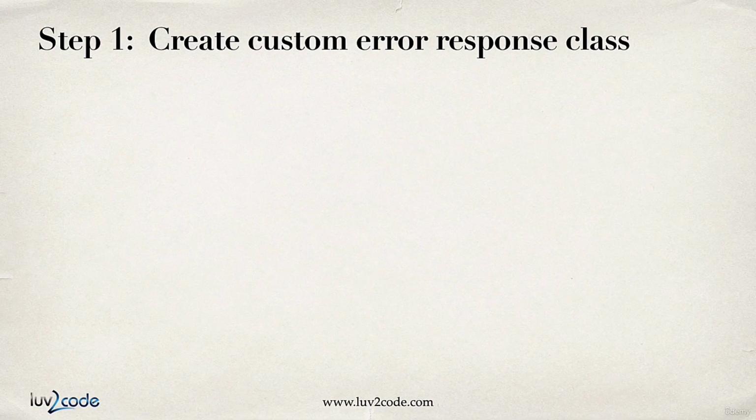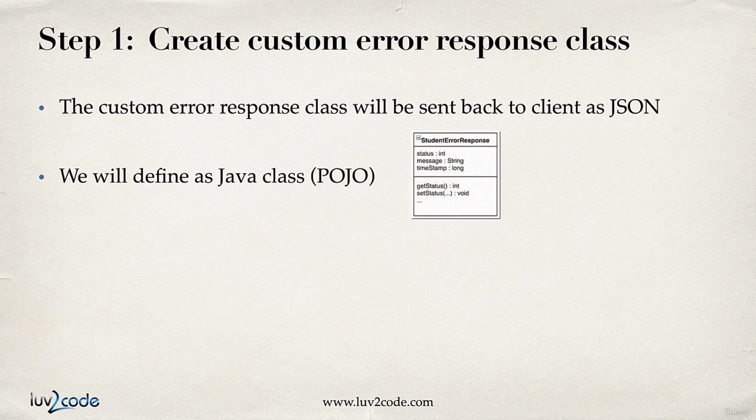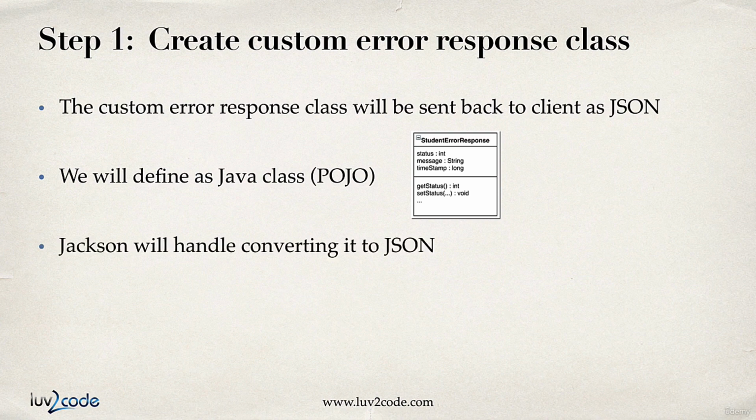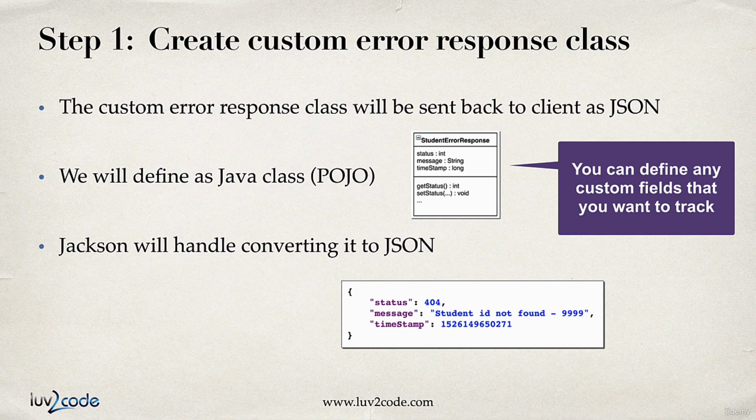Starting with step one, we're going to create this custom error response class. This class will be sent back to the client as JSON. We'll define this as a Java class or a POJO, and we'll keep track of 3 fields here: the status, the message, and the timestamp. Jackson will be responsible for converting this POJO over to JSON, going back to the client. With this POJO, you can define any custom fields that you want to track. Here, I'm just keeping it simple with these 3 fields of status, message, and timestamp, but you can easily extend it and add your own custom fields because it's just a regular Java POJO.